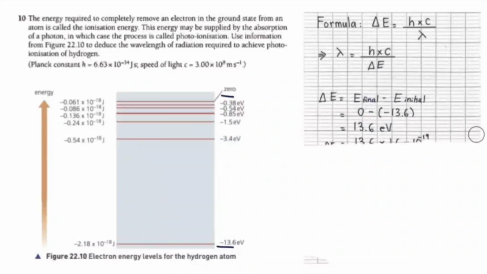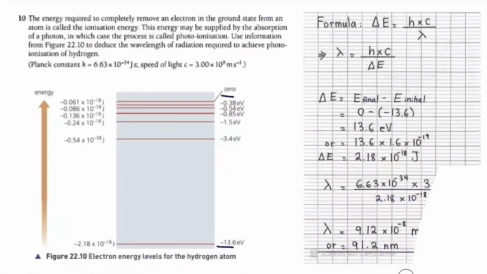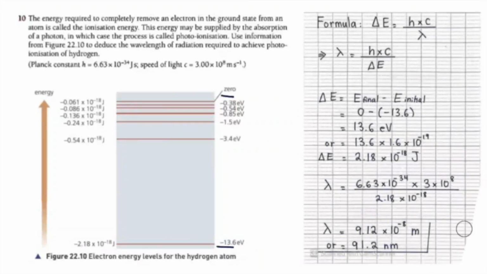Then we just have to convert it to joules by multiplying it by 1.6 times 10 to the power of negative 19. Now that we have all the variables, substitute them into the equation and our answer is 91.2 nanometers. So that is the wavelength required to ionize a hydrogen atom from the ground state.